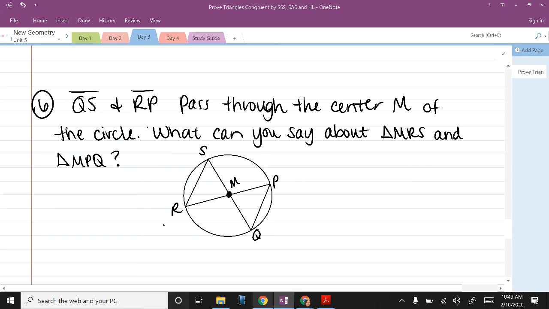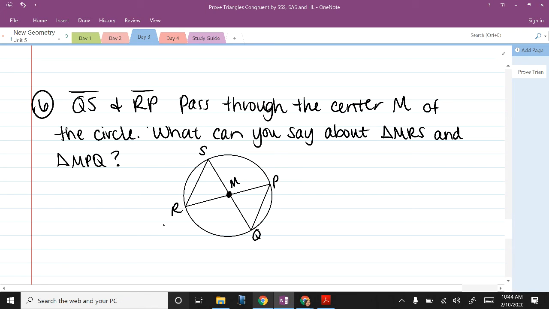All right, don't write this down. Just look at it with me, okay? So here's a picture. It looks like a circle, and there's two lines that intersect that circle, and then we got these little chords here, and they're all intersecting at point M, looks like. It says segment QS and RP pass through the center M of the circle. What can you say about triangle MRS, which is this left triangle, and triangle MPQ, which is the right triangle?